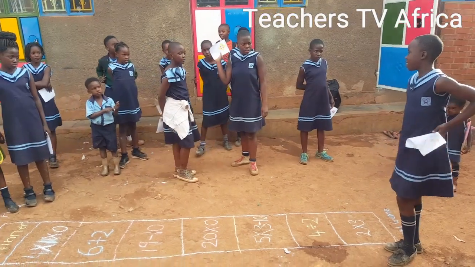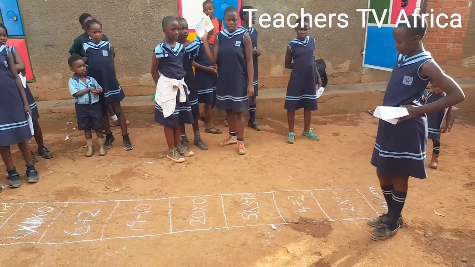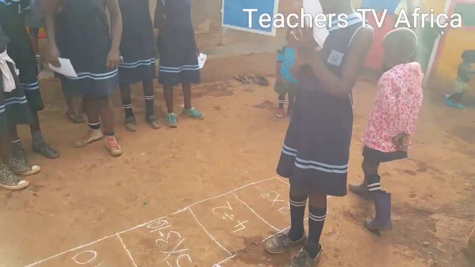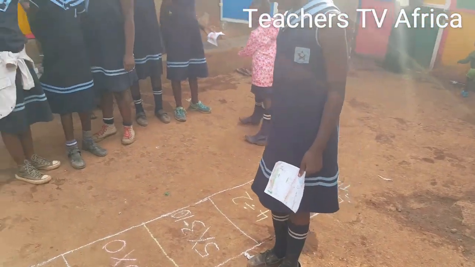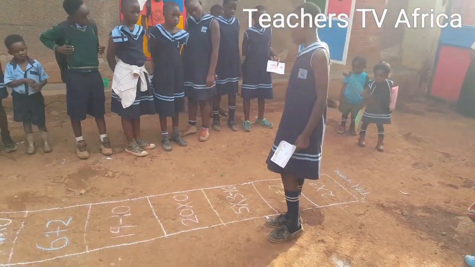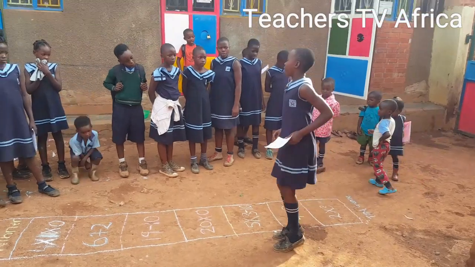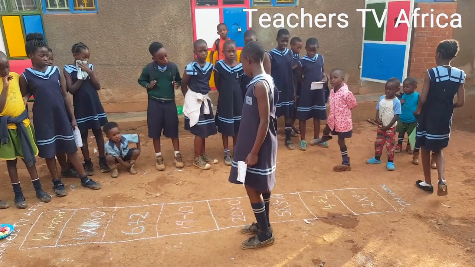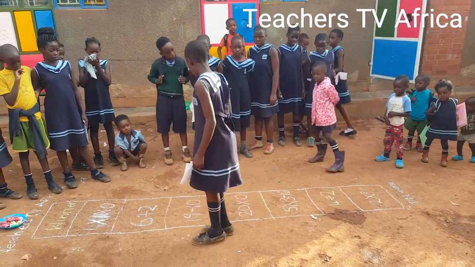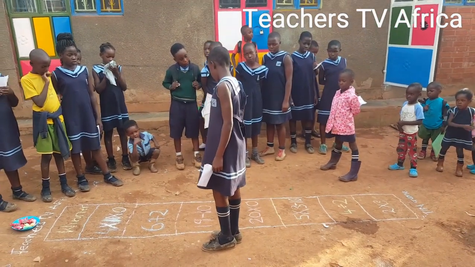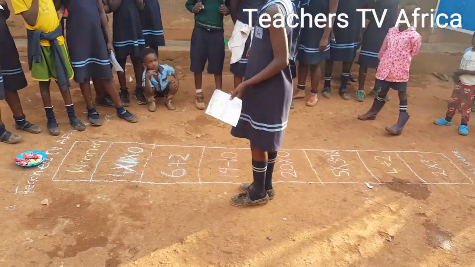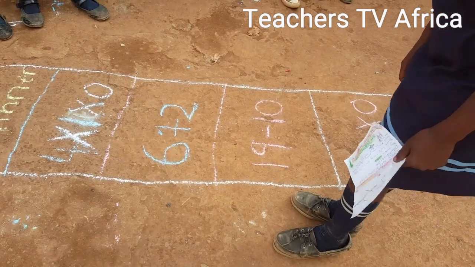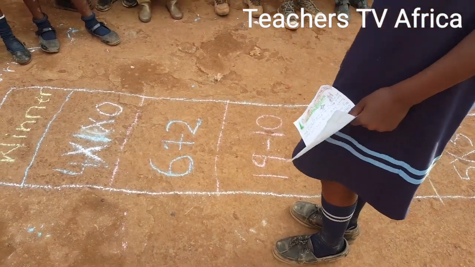Another one. 1, 2, 3, 4, 5, 6. 4 divided by 2 equals 2. 1, 2. 5 times 3 subtract 10 equals 5. 1, 2, 3, 4, 5. 20 times 0 equals 0. 19 take away 10 equals 9.